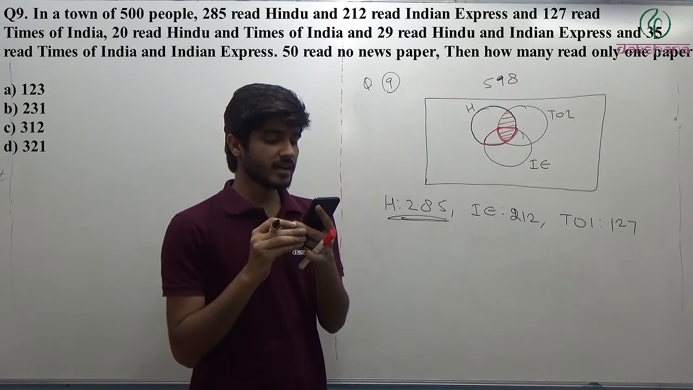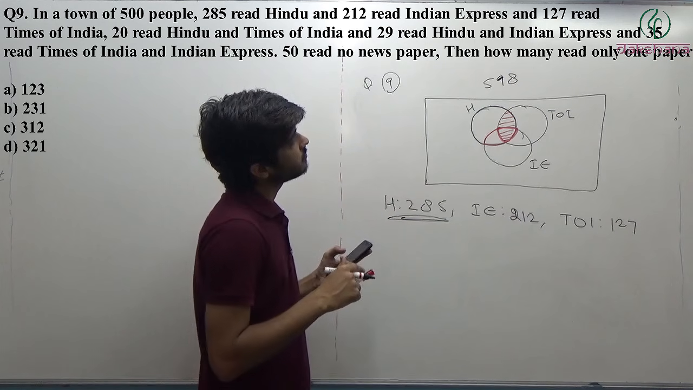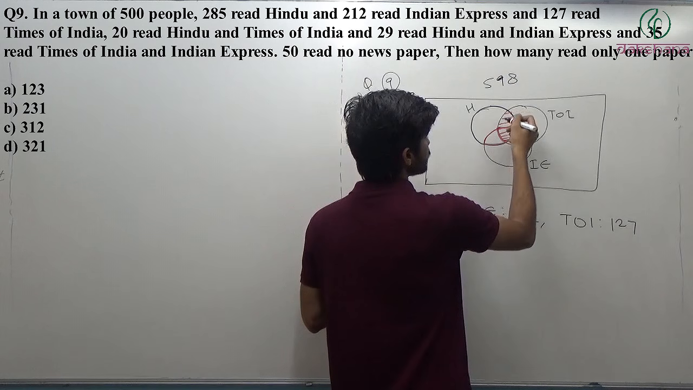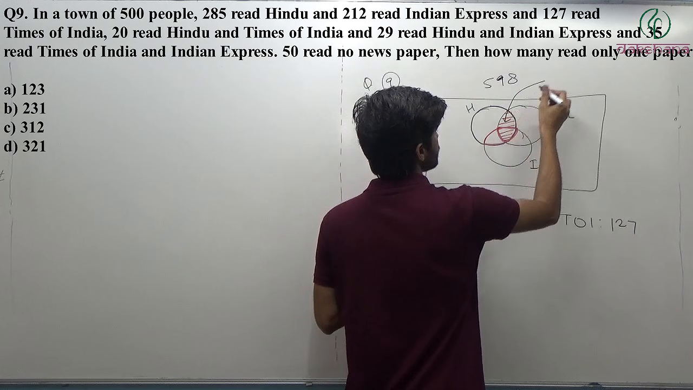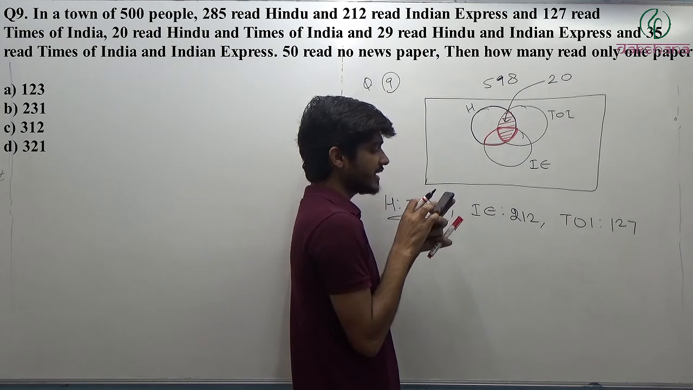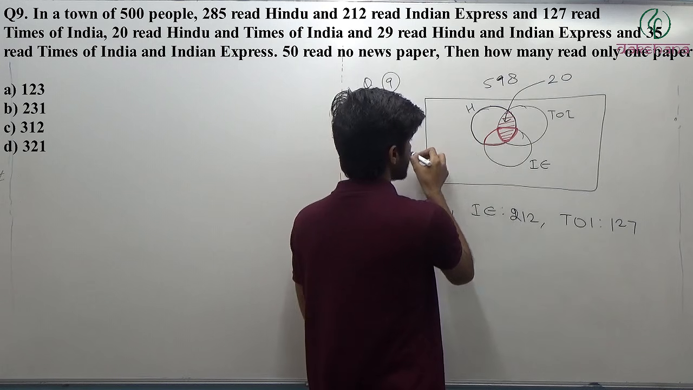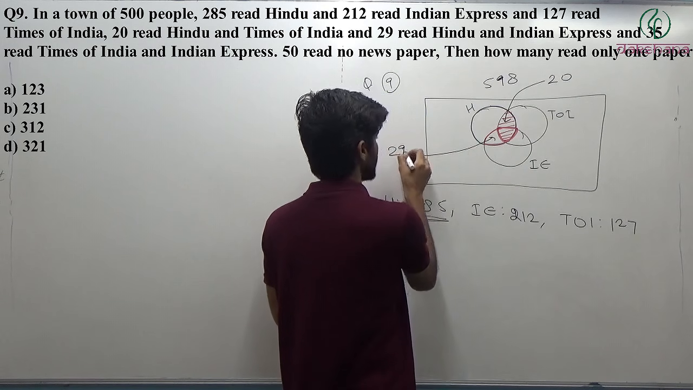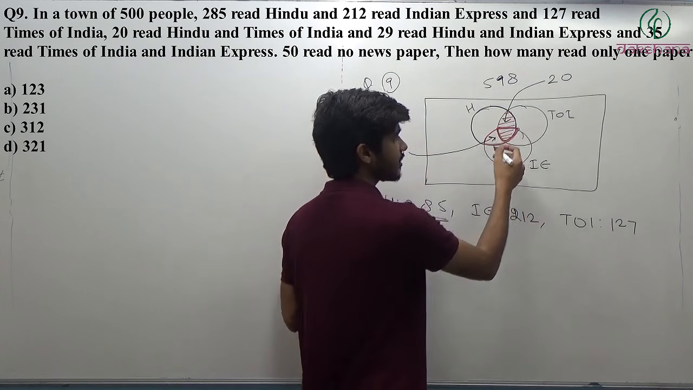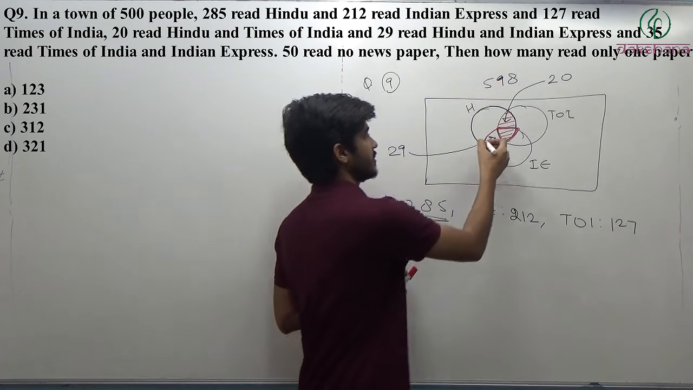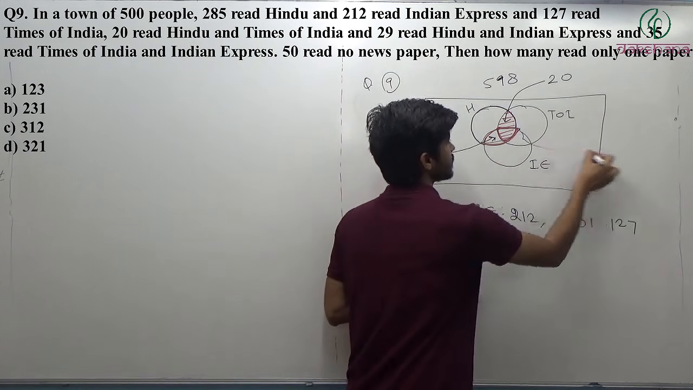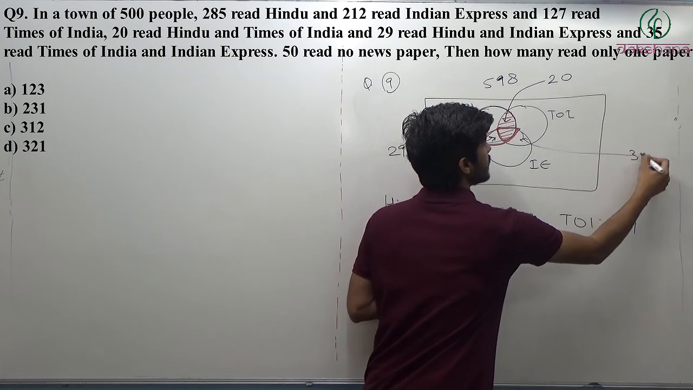Okay, 20 read Hindu and Times of India. So there are 20 people who are reading both the Hindu as well as the Times of India. So the red section is basically 20, right? And then there are 29 reading Hindu and Indian Express. So this section is 29. Again, when I am pointing to this particular section, it includes this section also. Because this is the intersection of both the newspapers, right? And then there are 35 reading Times of India and Indian Express.